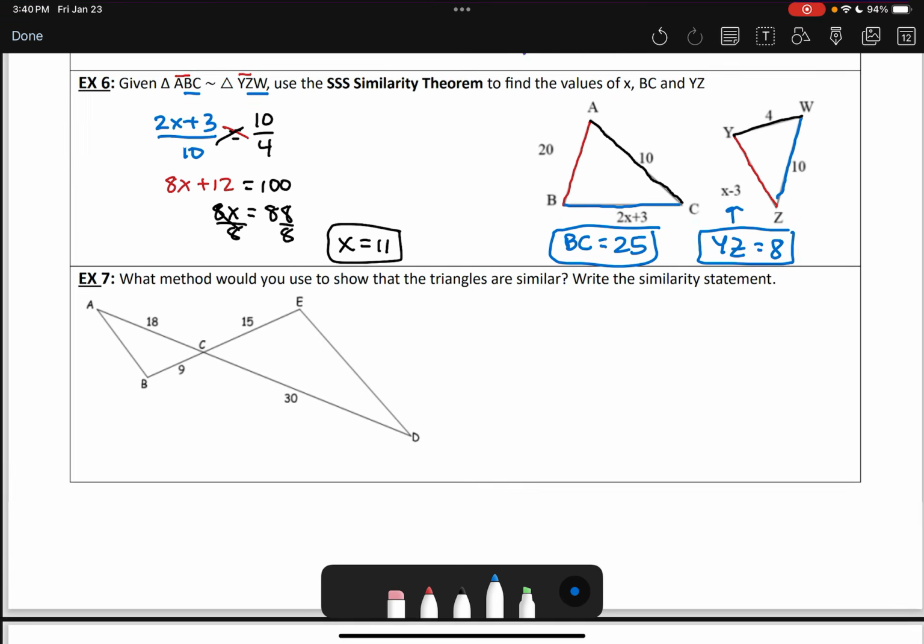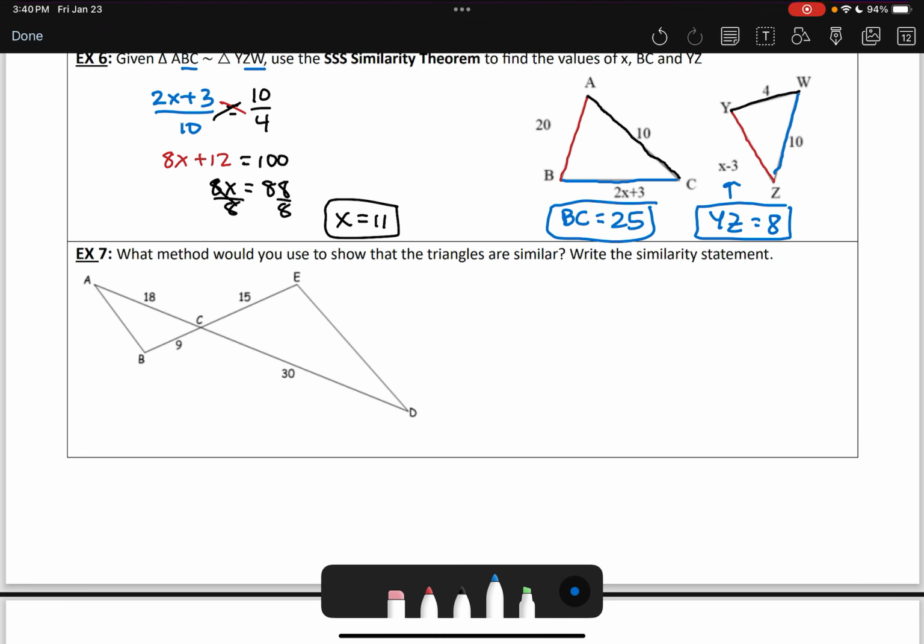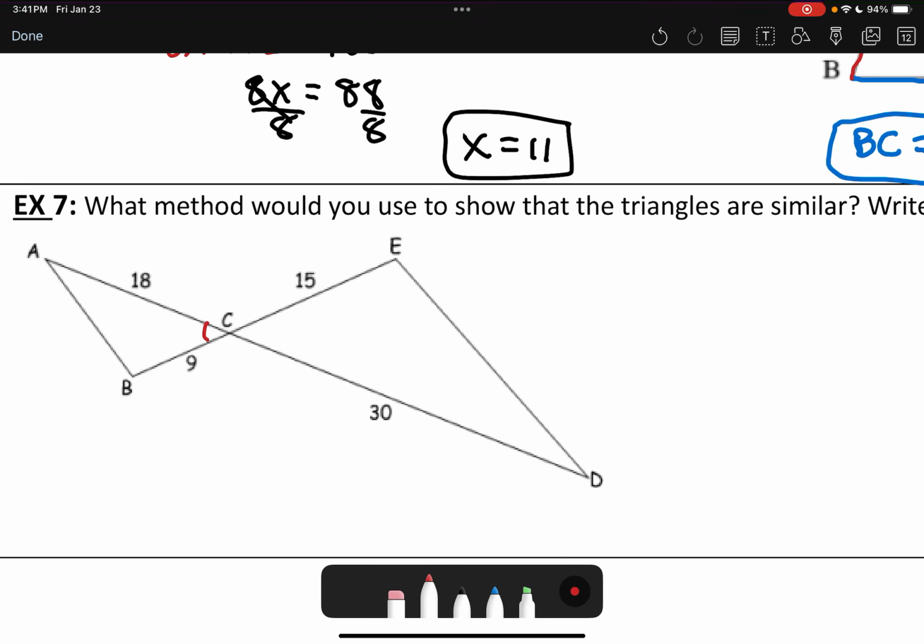Now the last part that we have here says, what method would you use to show that the triangles are similar? Write the similarity statement. So what I would choose in this case is, again, we see vertical angles here. I would check for SAS. Now, if you're looking for this, we got the congruent angle already. I feel like we've done SAS a bunch, but just finishing off this last example. If we're looking at the smaller one here with the smaller one here, the larger one with the larger one, so it really is helpful to label.